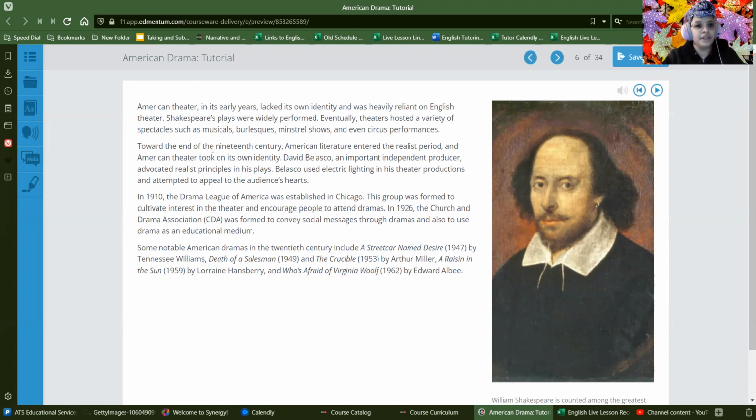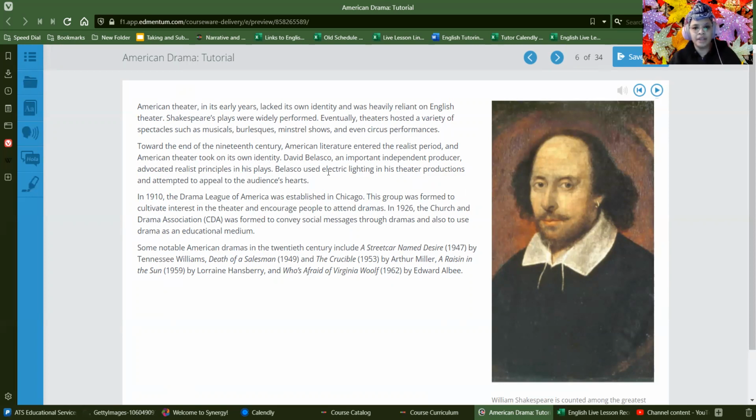Then we get the name of David Belasco, who is an important independent producer. He advocated realist principles in his plays, so he wanted to show more of everyday people in his plays. It says Belasco used electric lighting in his theater productions and attempted to appeal to the audience's hearts.